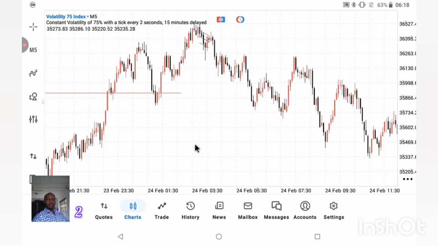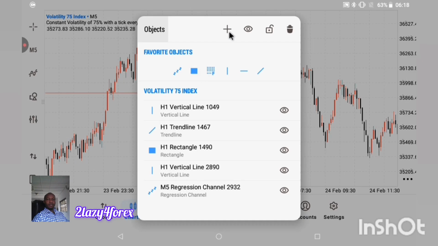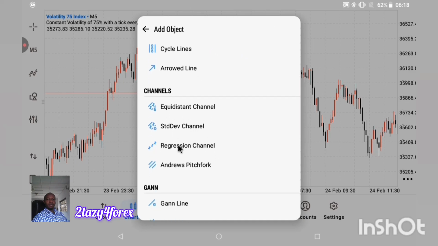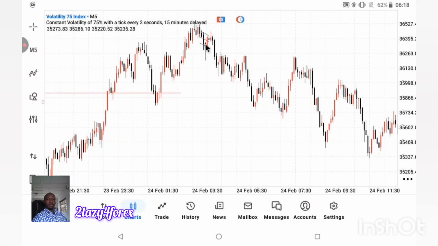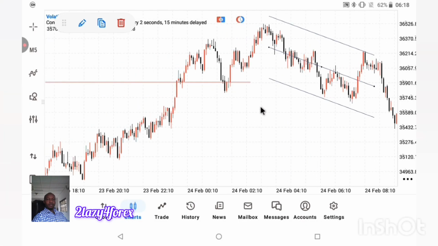Let me show you. Okay, let me show you where it is here under your channels in the indicator section. Regression channel, not STD channel, not standard deviation channel, not equidistance channel, regression, RC, regression channel. You bring out the regression channel and plot it. This is how to plot it.